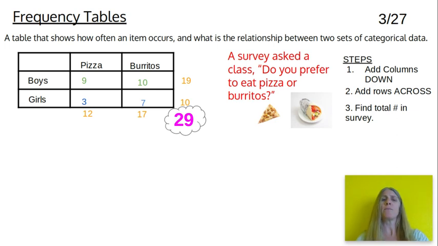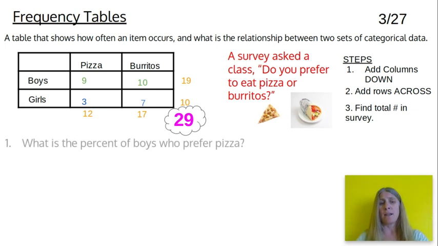Now, once you have this type of table set up, you can go ahead and answer questions about who's more likely to enjoy what. So if I were to ask you, what is the percent of boys who prefer pizza, my numerator is going to be the answer to the question.